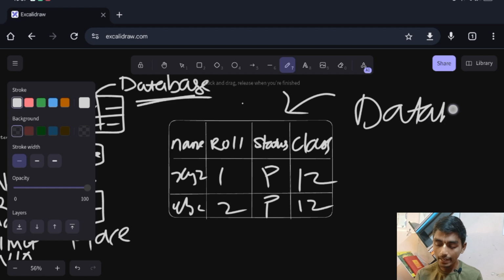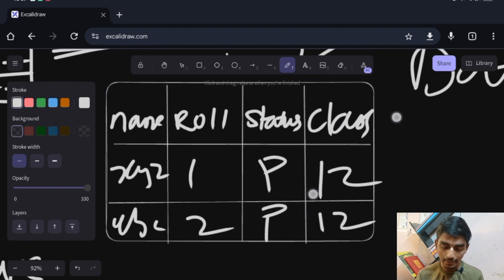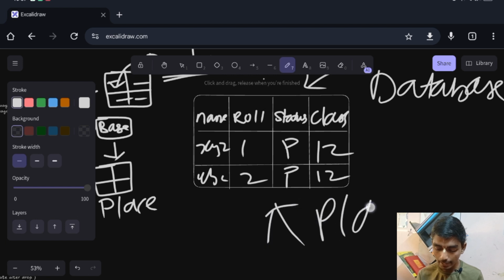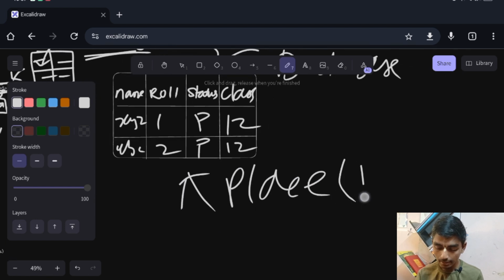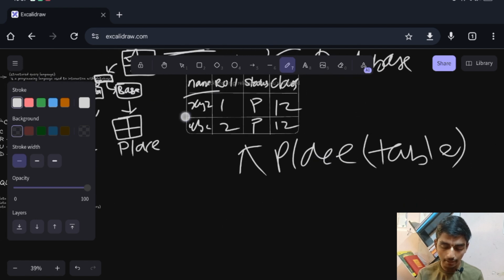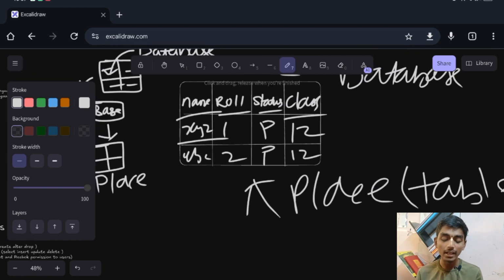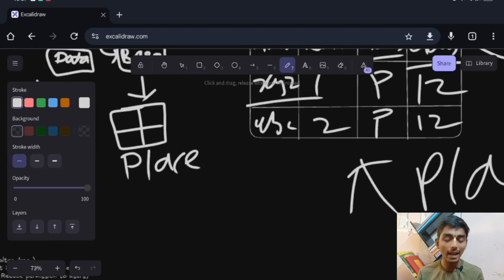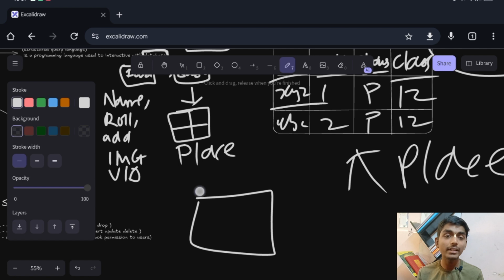Here is the place, the place is the table, and your data is name, roll number, status and class. This is your data which you have stored, that is known as the table, and the combination of both is known as the database. So remember, the place in which all your data is stored is known as the database.